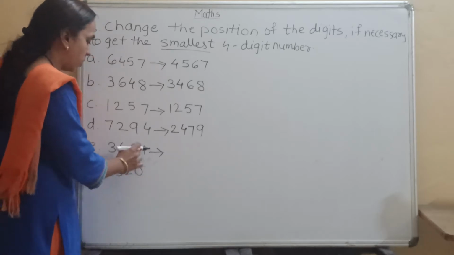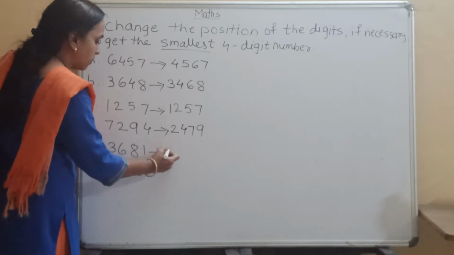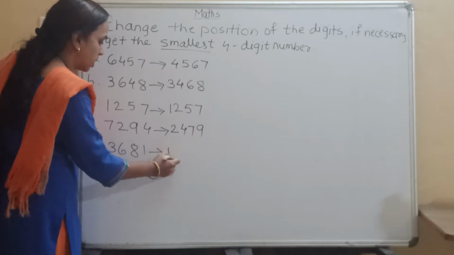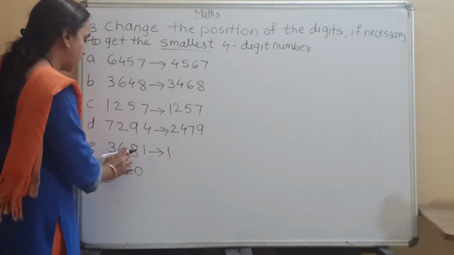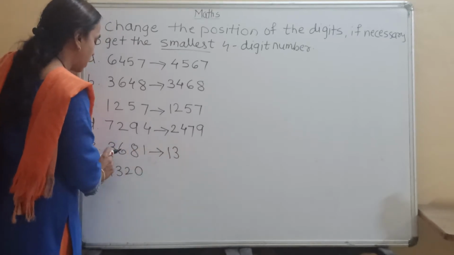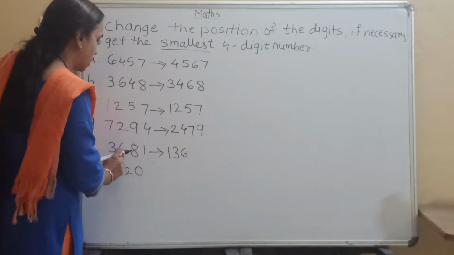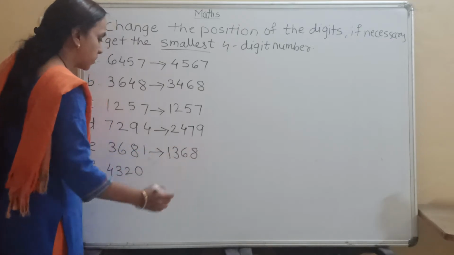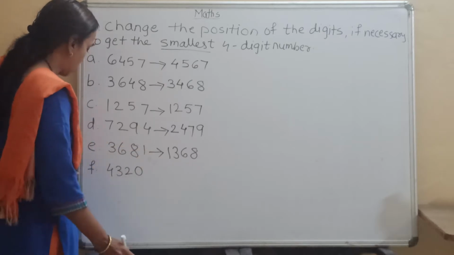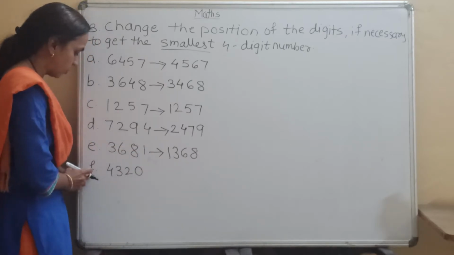Then E question is what? 3681. So we can change their position. The very smaller number is what? 1. Then bigger than 1 is 3. Bigger than 3 is 6. Bigger than 6 is 8. So what is our answer? 1368.